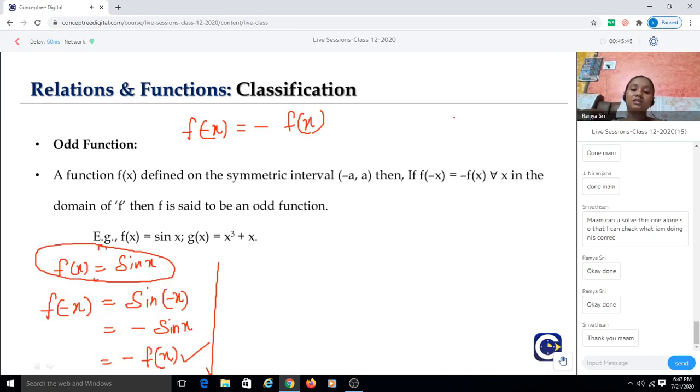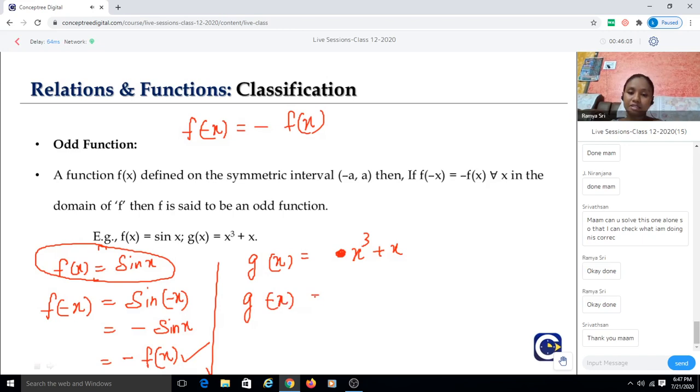So similarly, let's check with another example, g of x. The function g of x is given to be x cube plus x. So this is our function. To verify whether it's an even or odd function, we have to follow the same steps.